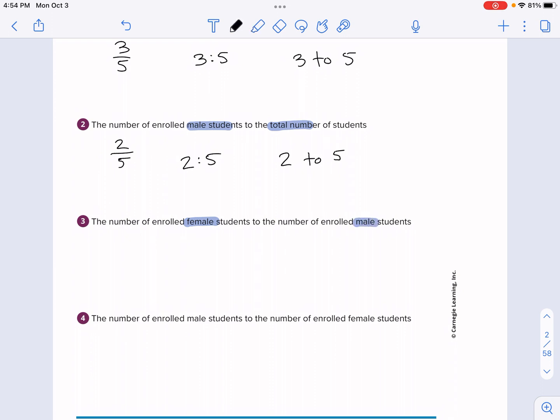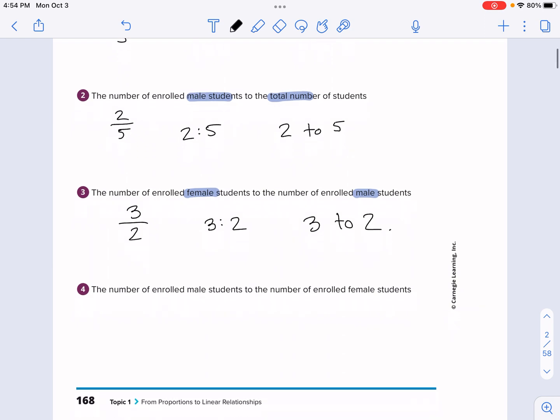So we talked about how there was 3 females out of every 5. So we're looking at, for the denominator here, is to represent male students. So this will be 3 over 2. So as a ratio, 3 to 2, and using words, 3 to 2.